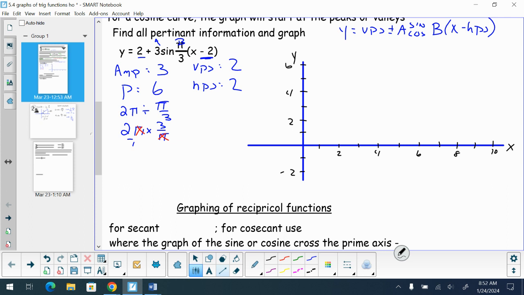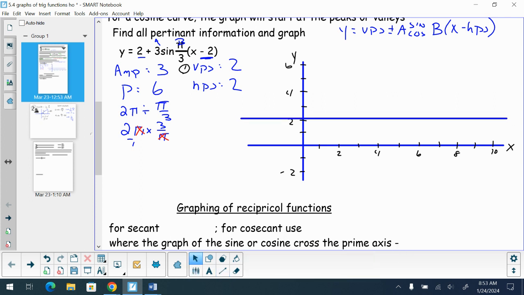Now we have to start dealing with some recall. Do you remember the first thing we put on our graph? Now you just had this. Let's see if anybody else remembers. What's the first thing we put on our graph? Is it the prime axis? Prime axis. What do we look at for the prime axis? Vertical phase shift. So the first thing we take a look at is the vertical phase shift. It tells us where we're going to draw in our prime axis.